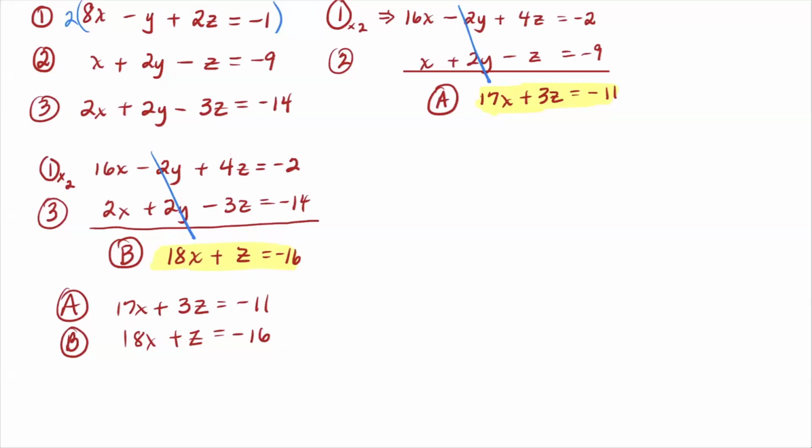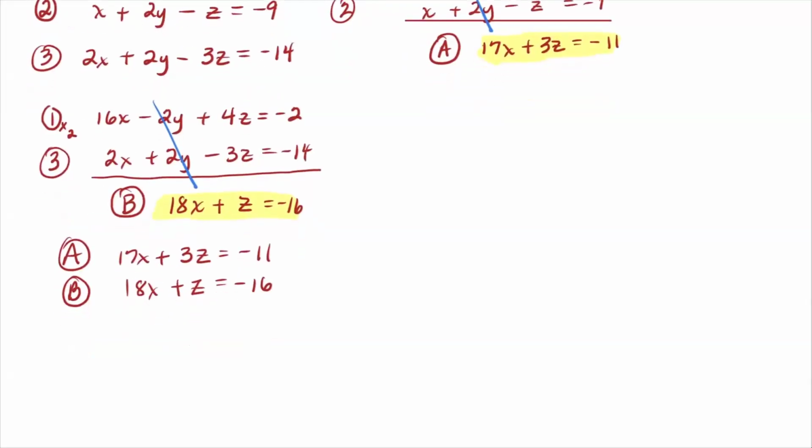So again, I'm not interested in fooling with a 17 and 18 to try to make them opposites of each other with the 17x and 18x. I'm more interested in trying to eliminate the z, because all I have to do is multiply the bottom equation, equation B, by a negative 3. So negative 3, because I want that to become a negative 3z.